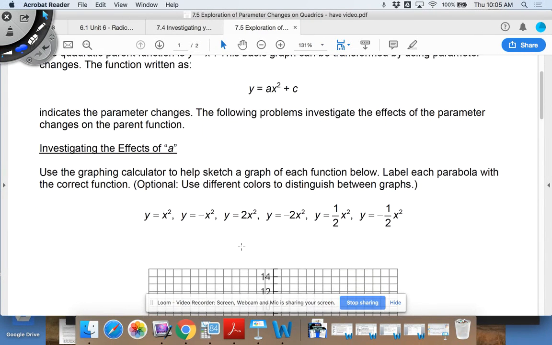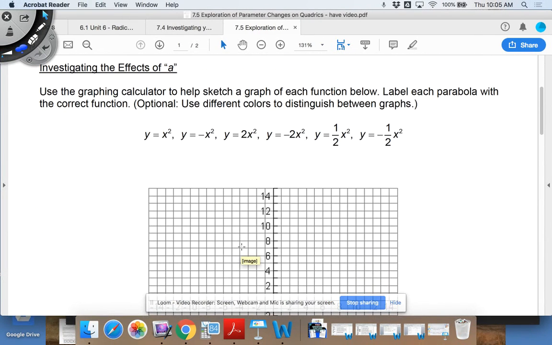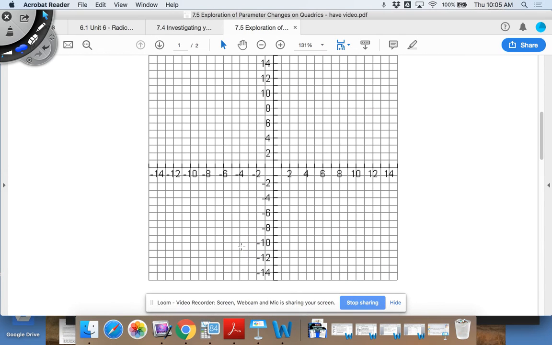Okay, so we already kind of talked about the effects of A. I'm going to just show you this graph. So what we're going to do now is we're going to actually graph some quadratics ourselves.